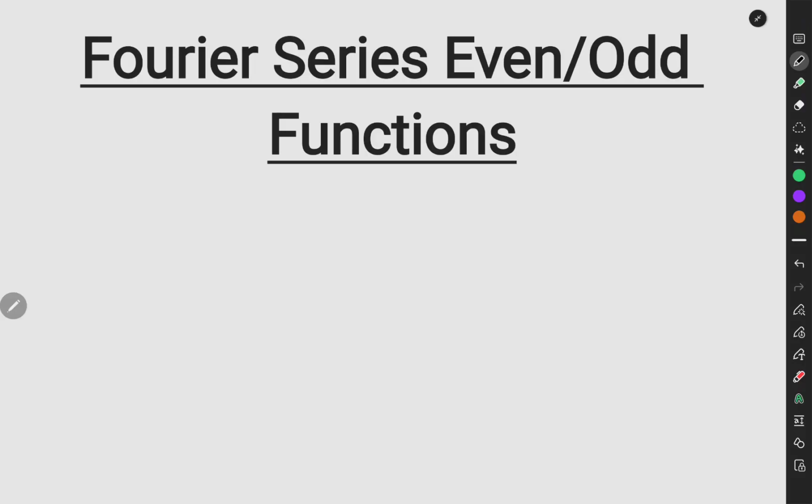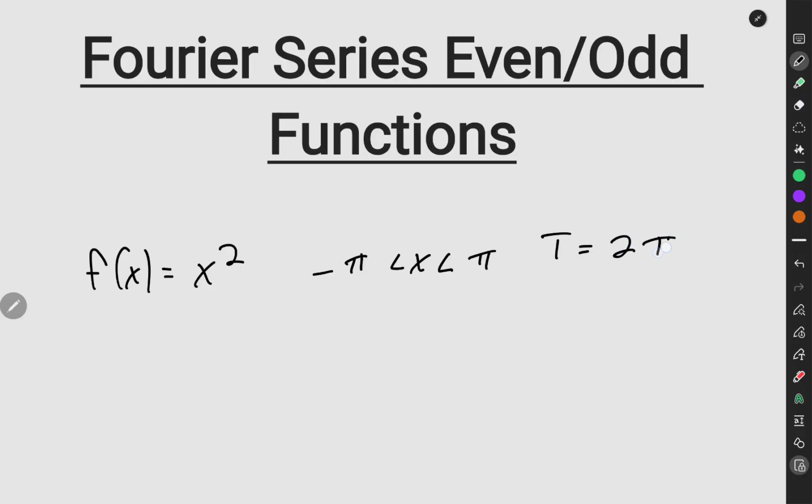So let's say, for example, we have an initial condition of this here, right? Let's say x squared. And it's on a period from negative pi to pi. So then our period is 2 pi, length is pi, right? Half of the period.